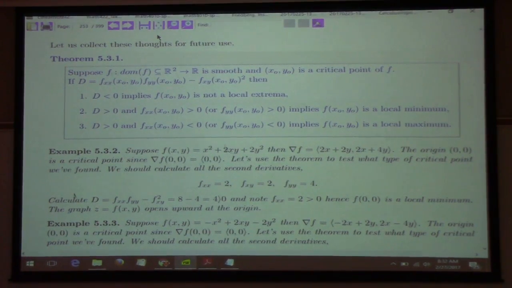Then I can calculate the second derivatives here. They're all constant as it happens. fxx is 2, fxy is 2, fyy is 4. So I can calculate the Hessian then, which is fxx times fyy minus fxy squared. 8 minus 4 equals 4.